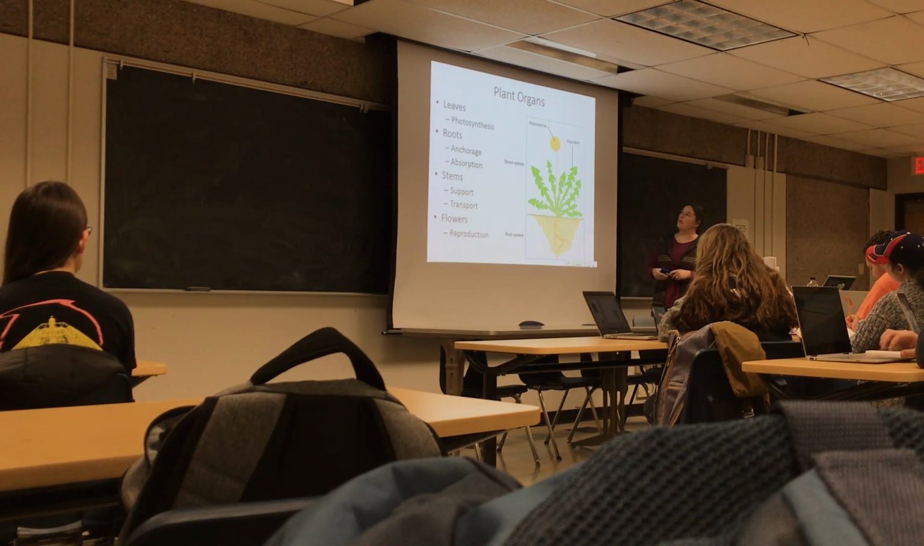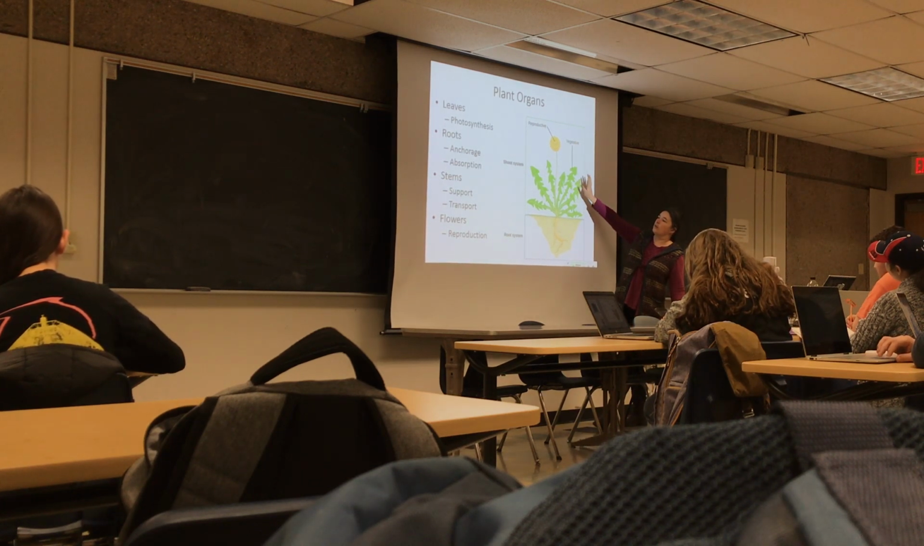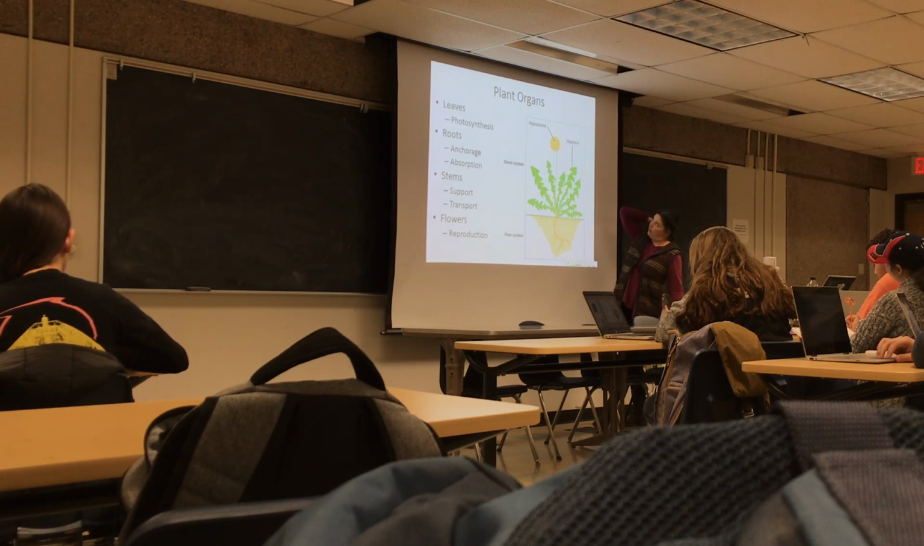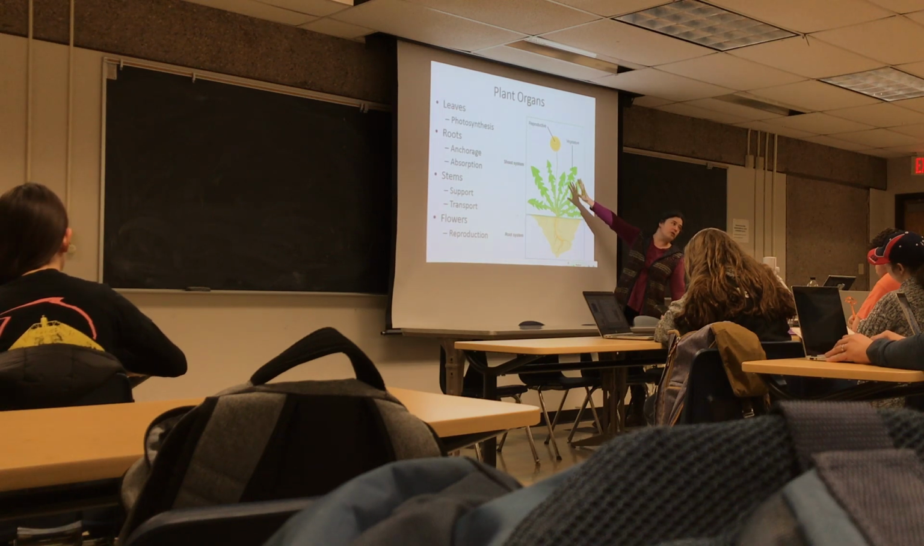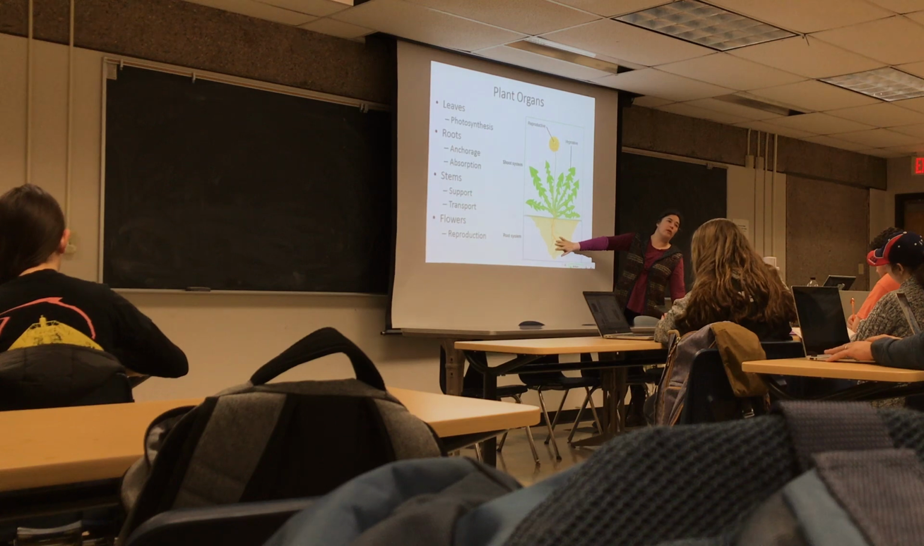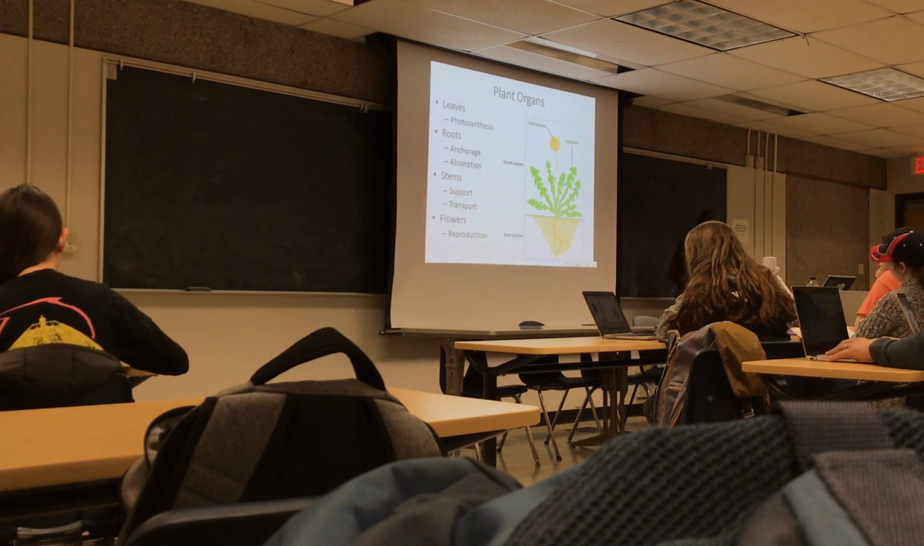So this is basically what we just went over. You've got your leaves, which are mostly doing photosynthesis. You've got your roots, which are holding onto the soil and absorbing nutrients. You've got your stems that are supporting the structure of the plant, and then the flowers, which are the reproductive structures. You can also divide these different organs into 2 different systems: the shoot system, which is basically everything that's above ground, and the root system, which is basically everything that's below ground. So that's basically what I want to say about that.